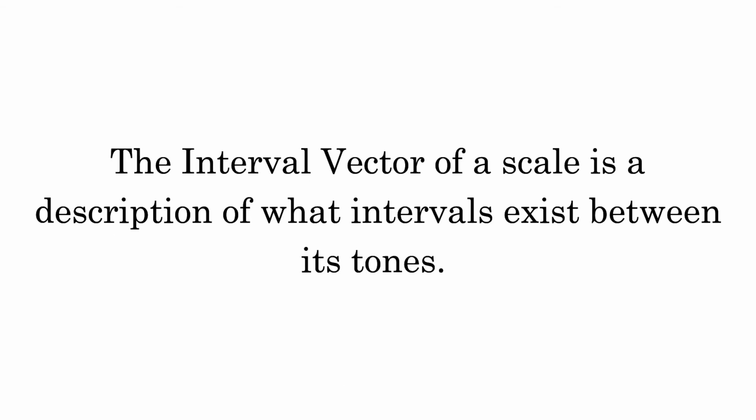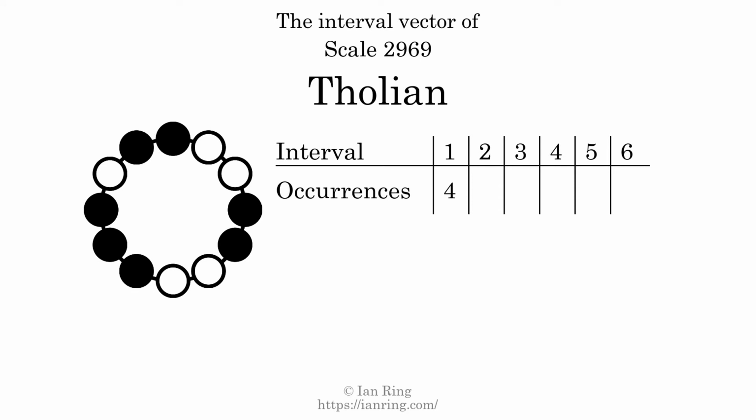The interval vector of a scale is a description of what intervals exist between its tones. There are 4 intervals with a size of 1 semitone. They are here, here, here, and here. There are 2 intervals with a size of 2 semitones. They are here, and here.